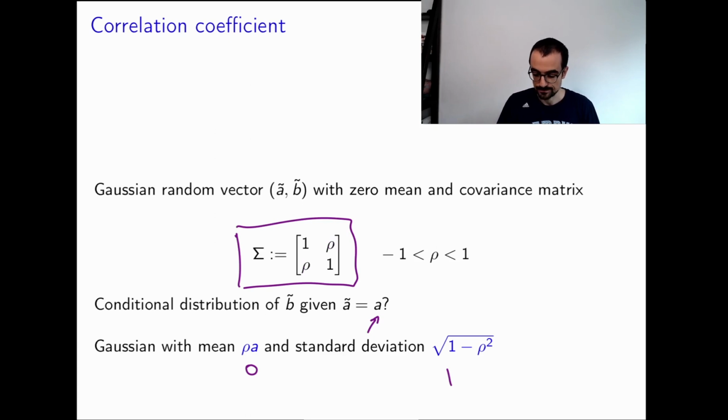However, when rho is larger, what happens is that the mean approaches A, the more rho approaches 1, and the standard deviation is decreased. So we get concentrated close to A. Let's take a look at a few pictures.